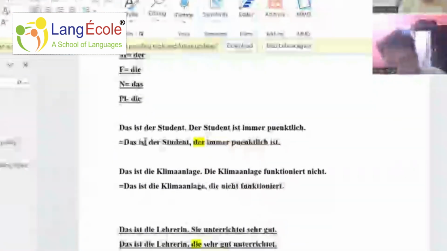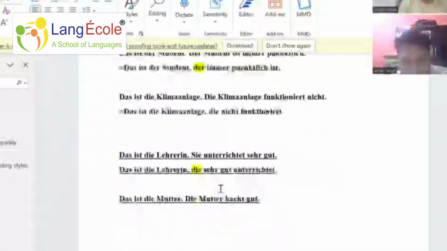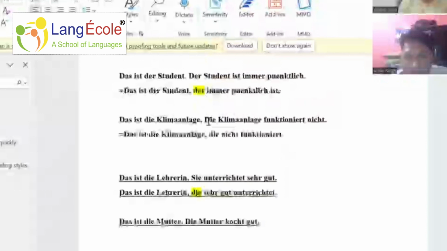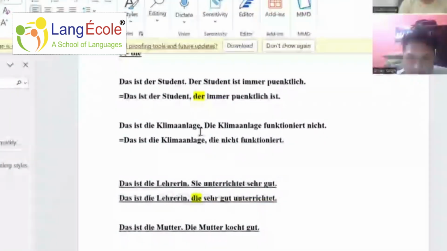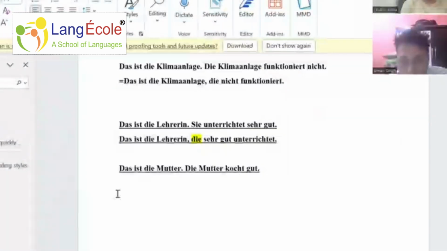Now, das ist der Student. Okay, die Klimaanlage funktioniert nicht. So, just focus on the pronouns that we have highlighted. So, with der Student, it comes der. With sie, as in feminine, it comes die. Now, das ist die Mutter. Die Mutter kocht gut. This is the mother. The mother cooks good.